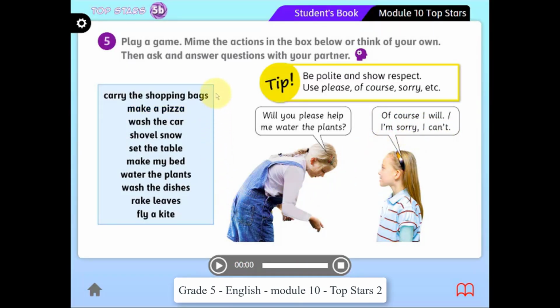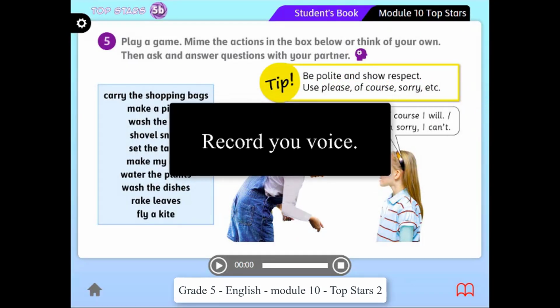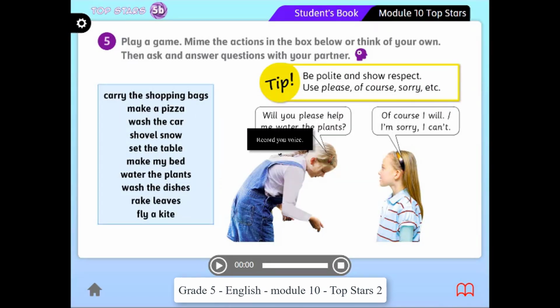You too can play this game with your brothers and sisters. Use all these actions and be polite when you speak. Use please, of course, and sorry. Record your voice and share it with your class on Microsoft Teams.